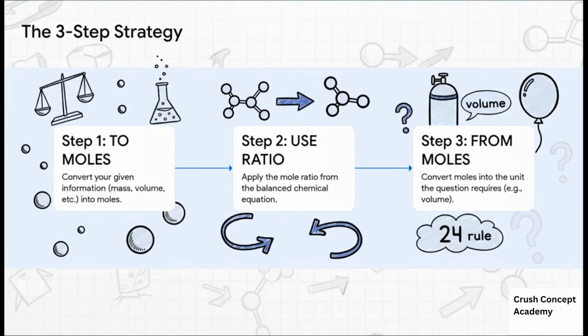Step 1, no matter what you're given, mass, volume, concentration, whatever, your first job is to convert it to moles. Moles is always the central hub. Step 2, use the mole ratio from your balanced chemical equation. This is how you jump from the substance you know about to the substance you want to know about. And finally, step 3, convert those new moles into whatever final unit the question is asking for, like volume, using our multiply by 22.4 rule. That's it. That's the game plan, every single time.